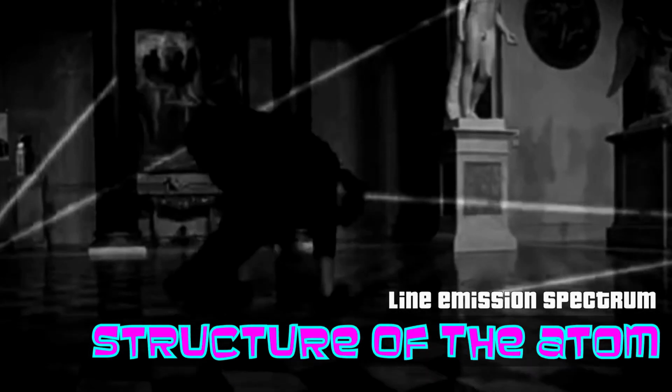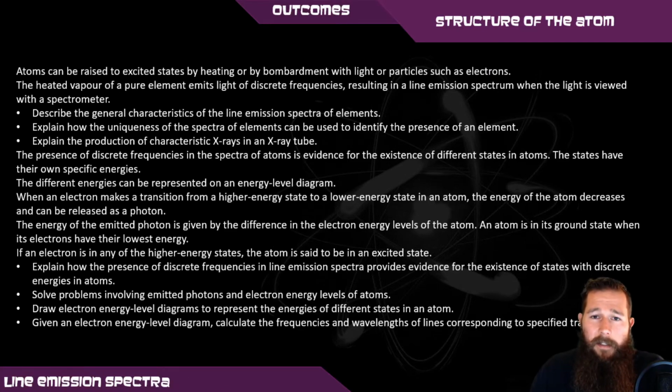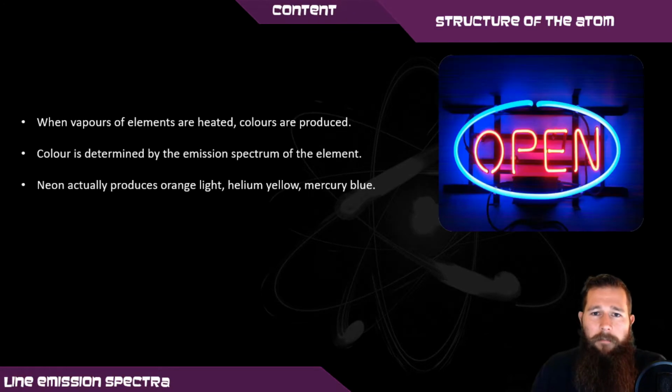Line emission spectrum. We previously looked at when solids heat up and produce incandescent light. Now we're going to look at when gases and vapors are heated up and the line emission spectrum that they produce. When vapors of elements are heated up, colors are produced.